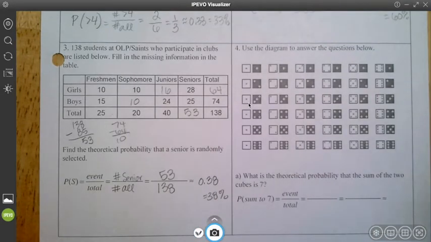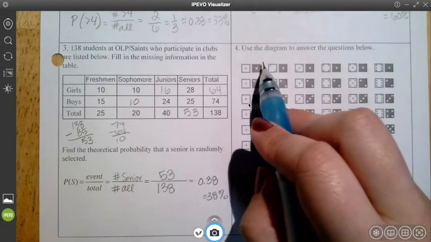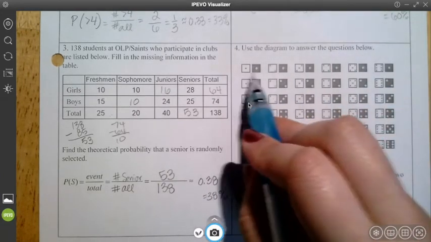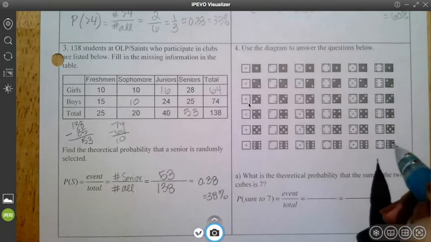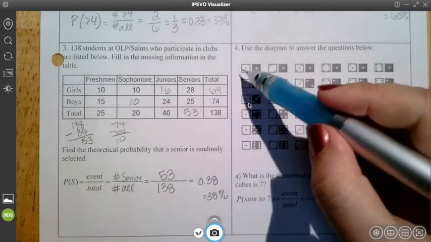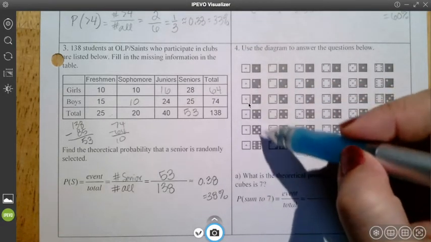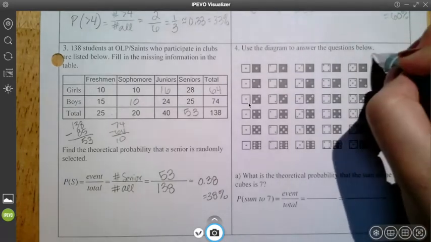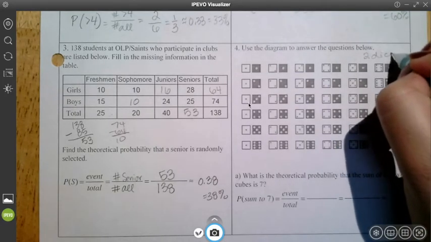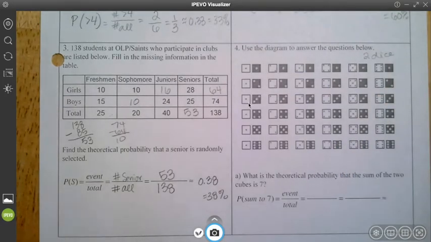And then our last example here on this page, use the diagram to answer the questions below. So this is rolling a die, okay? And these are the total outcomes for rolling the first die and a second die. So this is the results from rolling 2 dice. What is the theoretical probability that the sum of the 2 cubes is 7?